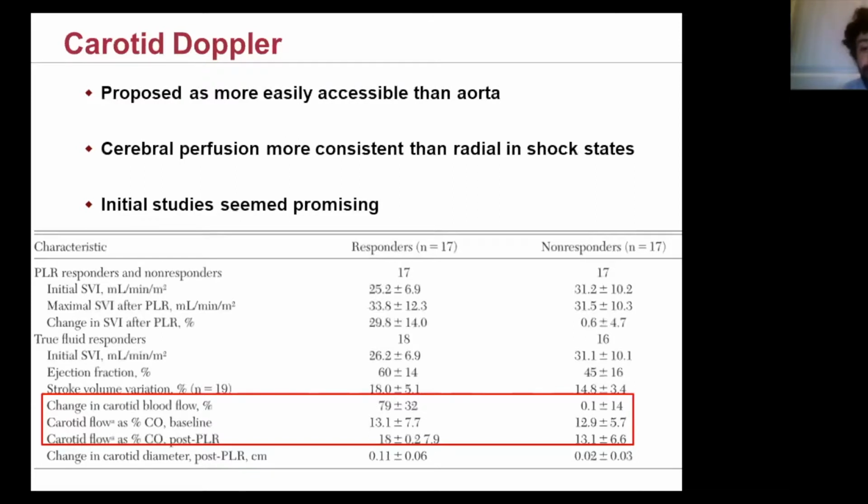This particular intervention was studied by Marek, and what he showed was that in a very small study of 34 patients, when he did a passive leg raise and measured change in carotid blood flow, some patients had a dramatic response, 80% change in blood flow, while other patients had almost no response, 0.1% change in blood flow, and that this correlated very tightly with who was going to respond when he later gave them an actual fluid bolus.